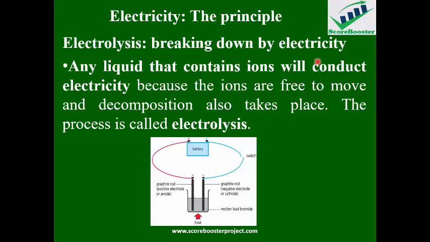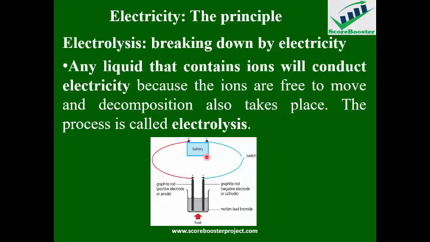So anyone that doesn't contain ions, just think like that and look at the examples of electrovalent compounds, then covalent compounds. Those covalent compounds, the majority of them are non-electrolytes. So electrovalent compounds, all of them are electrolytes, simply because they contain ions that are free to move when the current is applied.